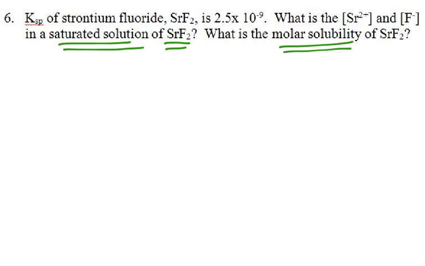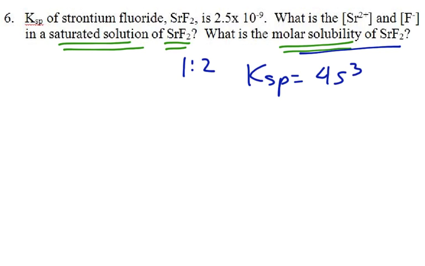Well, for me, I actually like to answer the second question first. Because I have strontium fluoride, we know that's a 1 to 2 compound. And from our earlier discussion, we know that the Ksp for a 1 to 2 compound is 4s cubed. Now that came because when that breaks up, we have s for the strontium, we have (2s) squared for the fluoride, and that comes out to be 4s cubed.